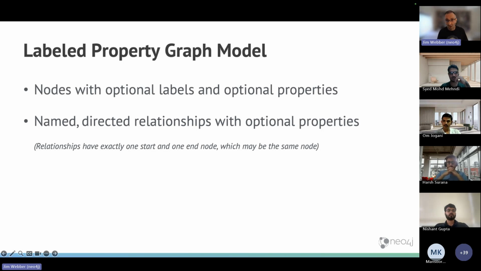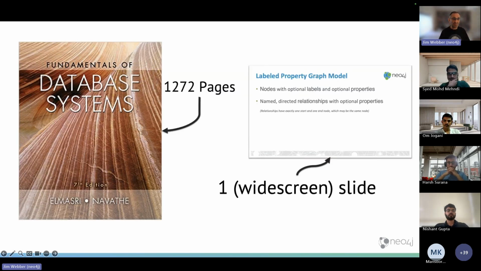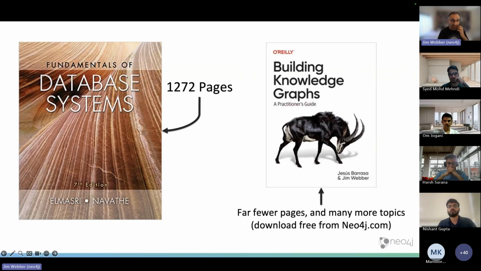And allow me to tell you why. Because when you were at college doing your computer science degrees, as some of you no doubt did, you read this book, the Elmasri and Navathe book, which is brilliant. Absolutely stunning book, but it's well over 1,000 pages long to describe all of the ins and outs of the relational database model, a very popular model from the 20th century. Whereas to describe the graph model, I just need one, albeit widescreen, slide. If I'm perhaps more honest, you can read something like the Building Knowledge Graphs book, which is less than 300 pages. And if you're interested, that is freely downloadable from neo4j.com.